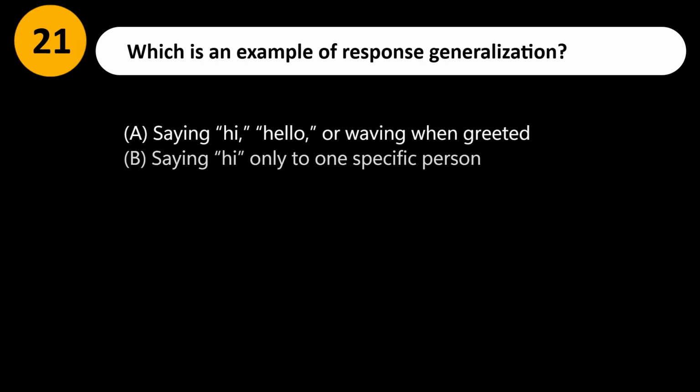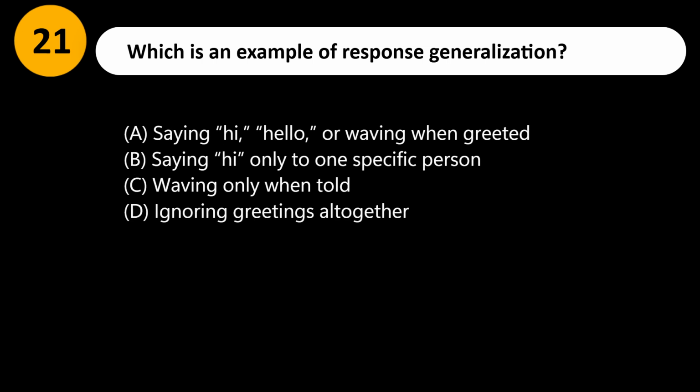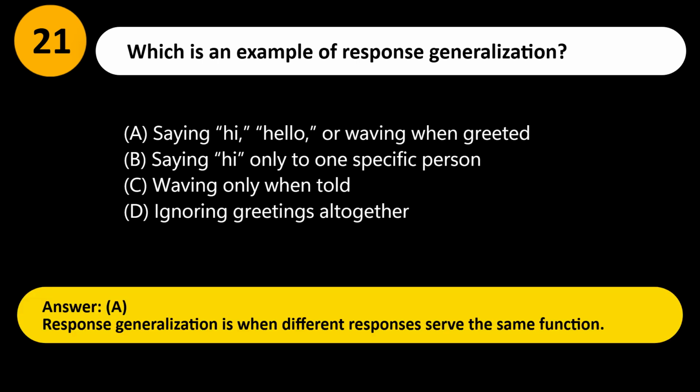Which is an example of response generalization? A. Saying hi, hello, or waving when greeted. B. Saying hi only to one specific person. C. Waving only when told. D. Ignoring greetings altogether. Answer, A. Response generalization is when different responses serve the same function.